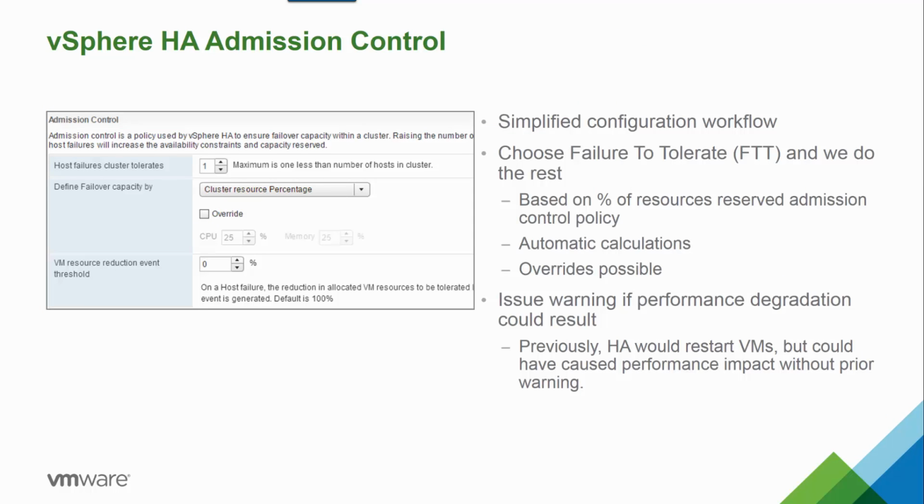In regards to vSphere High Availability, or HA, we've simplified the configuration for it. As you see, you now have a very simplified workflow for configuring HA. There's not as many settings and configurations that have to be done like there used to be with 6.0 Update 2 and previous versions. You simply select the number of failures to tolerate based on percentage of resources reserved, automatic calculations, and number of overrides possible. Then it does the rest to include providing warnings if performance degradation could result with those settings.